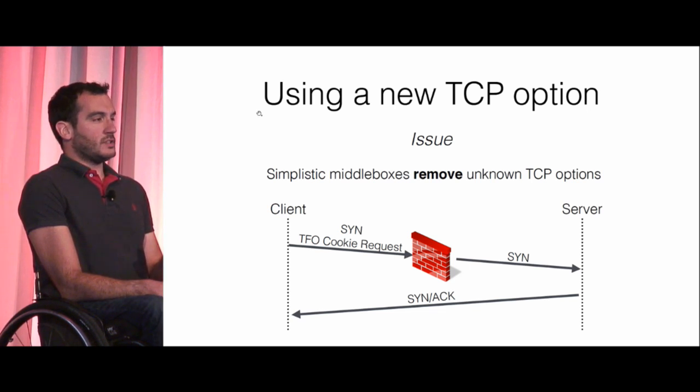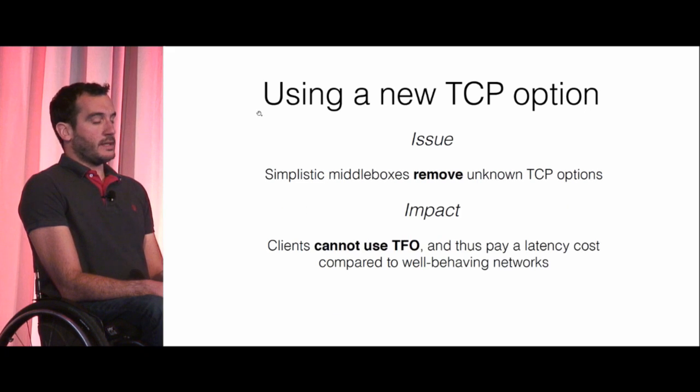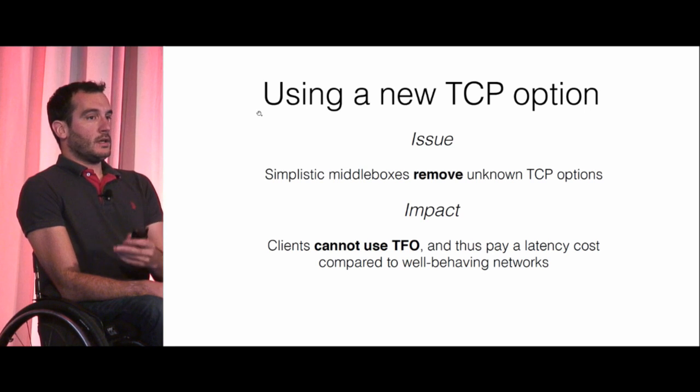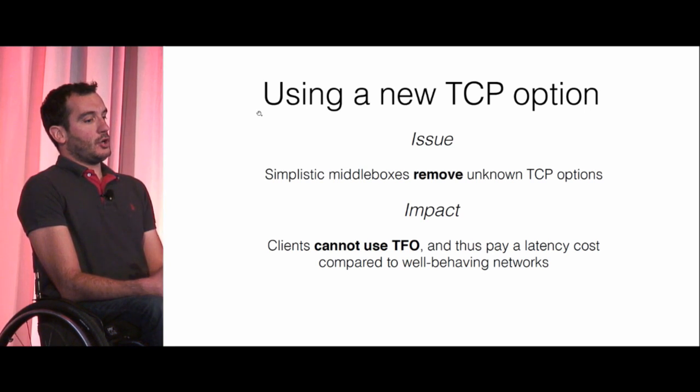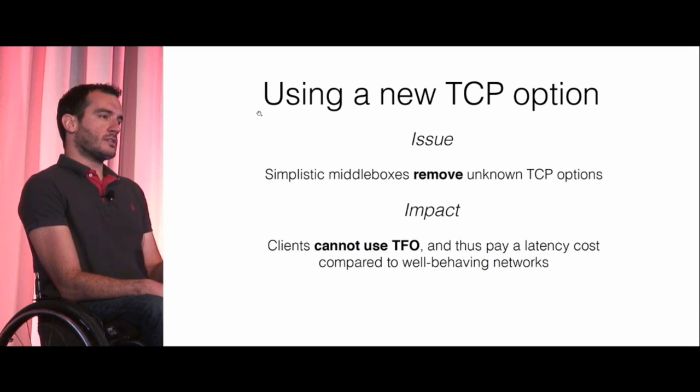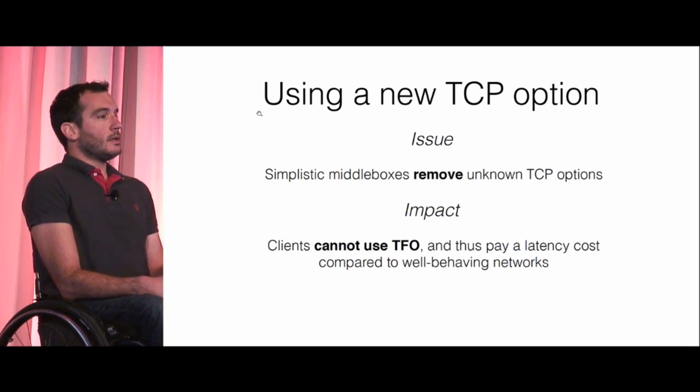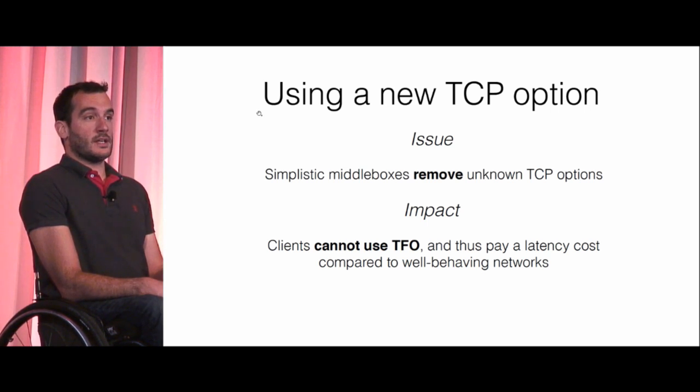From a performance point of view, this is not that destructive because basically the client will have to fall back to regular TCP. Clients who are in such kind of networks will pay a latency cost compared to other well-behaving networks, and so they will have a worse user experience. Now, the question is maybe also, why are those middle boxes and firewalls removing those TCP options? Because using an unknown TCP option is not necessarily an attack vector. It's maybe just a new extension to TCP that is being deployed.